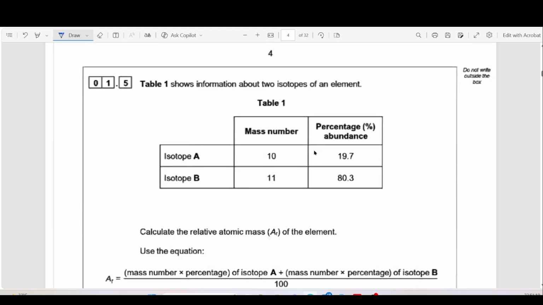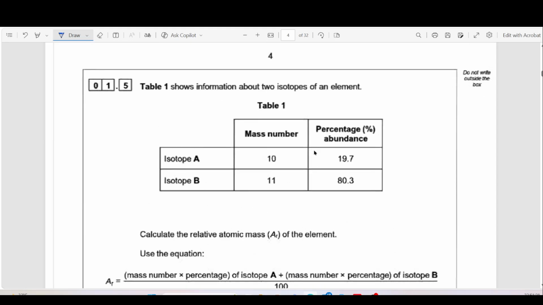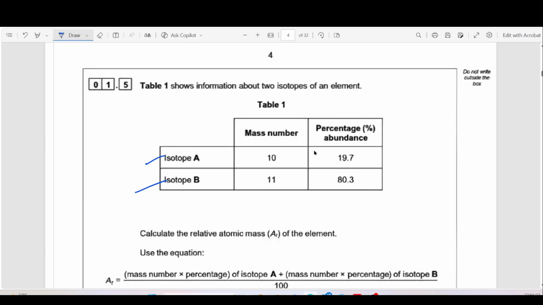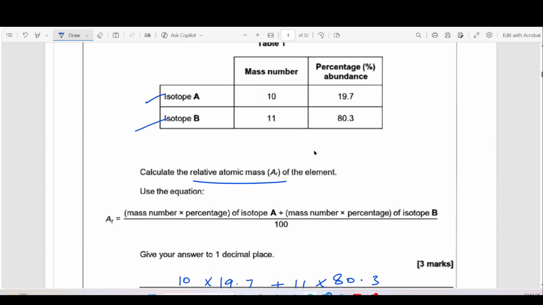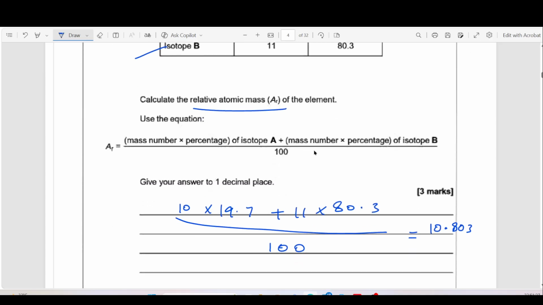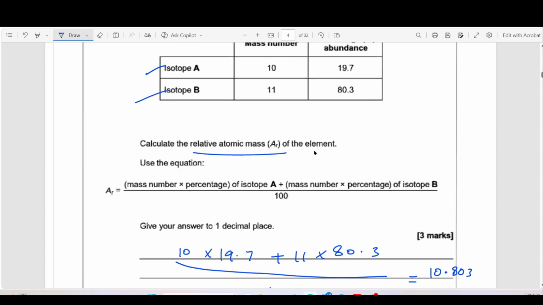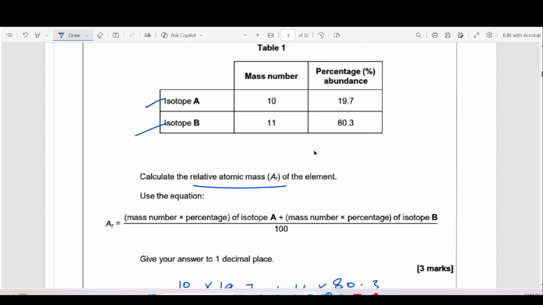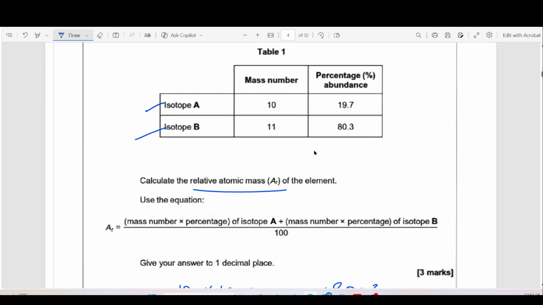Now we have been given a table here. Isotopes A and B are shown. We have to calculate the relative atomic mass of the element. The formula is given. So basically, this is the formula: mass number times percentage. So what is the mass number for isotope A? This is for A, right? This is 10, and then percentage is 19.7.